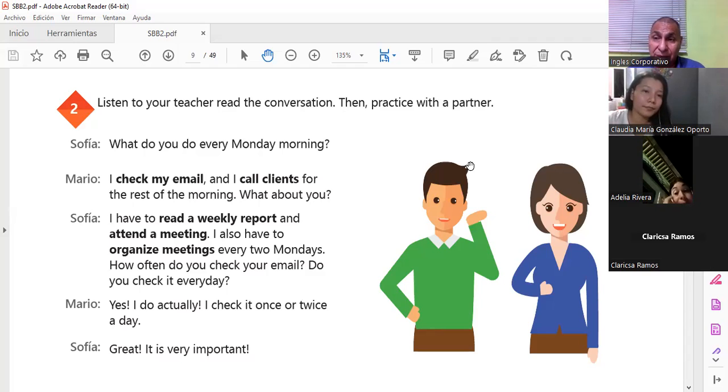Cuando tenemos más de dos malas pronunciaciones, no pasamos la lectura. Las dos no pasaron la lectura, ¿ok? Vamos a empezar con Claudia. Claudia, acuérdense que es clients, ¿verdad? Clients. Luego, la palabra once, la que dijo once es once. Once. Y la otra es twice.